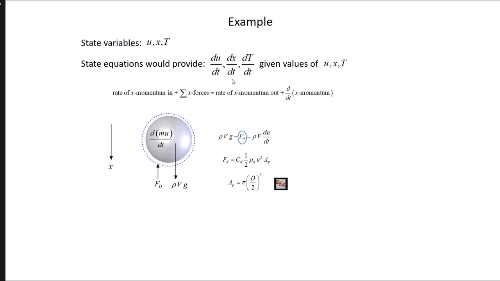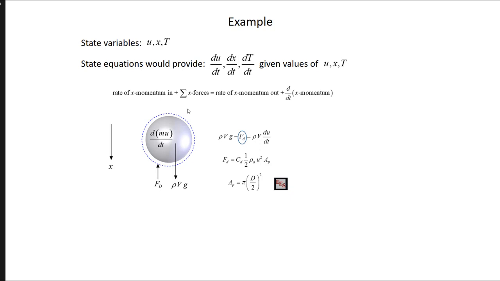And I'll be ready to integrate through time. So to calculate du/dt, I just do a momentum equation, and we talked about a momentum equation the other day when we were deriving the x momentum equation for our convection equation, right? And we said that momentum doesn't balance. Instead, you would write that the rate of momentum in plus the sum of the x forces has to be equal to the rate of x momentum out and the rate at which x momentum is being stored.